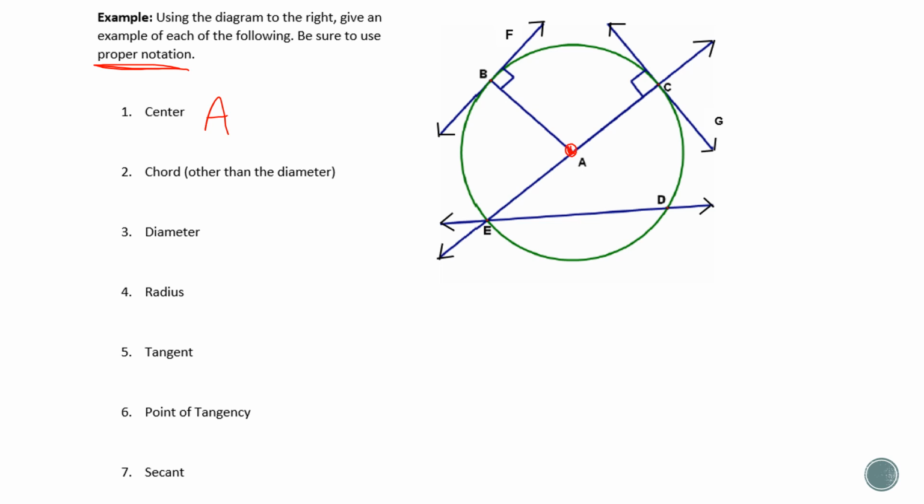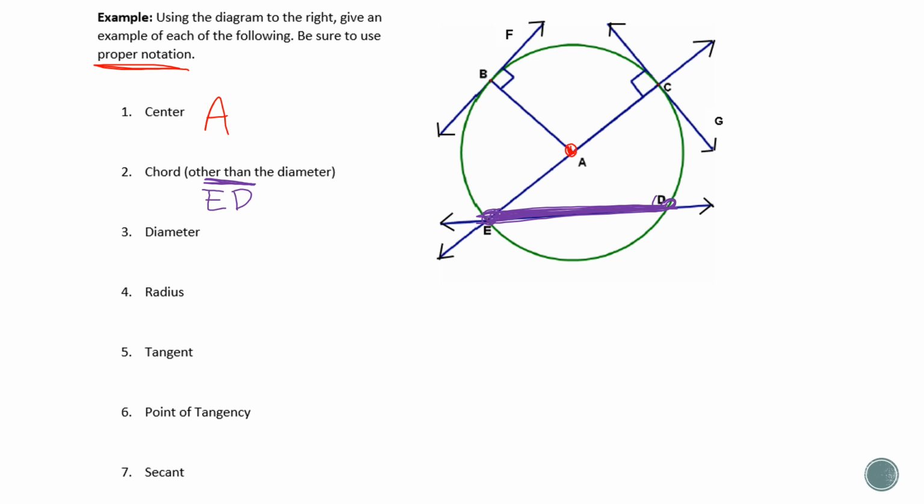All right, next on the list, it says a chord other than the diameter. So remember, if you need to look back in your notes, a chord goes from one edge of the circle to the other. So just from one point to the other. So I am going to use E to D. E to D is certainly going to be a chord. Now when I write a chord, E to D, make sure you put the segment symbol above it, because a chord is a segment.